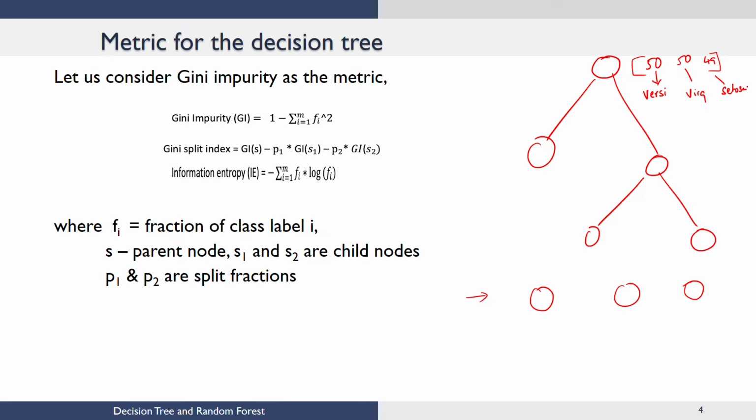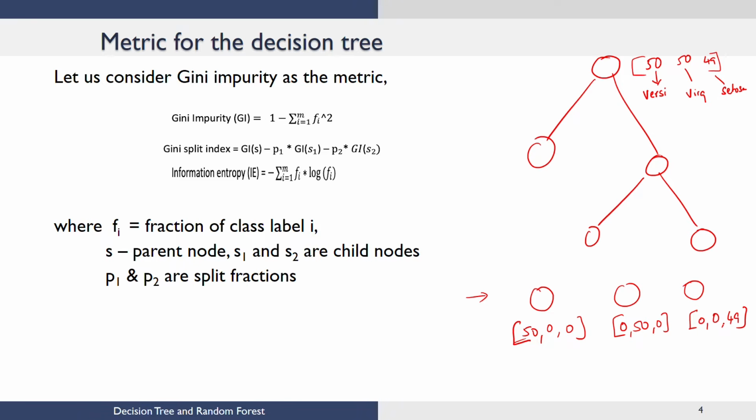Supposing I were to develop this tree, at the end of it let us say I get 3 nodes, and this node has data of all versicolor and virginica is 0, this is 0. And this node has all data corresponding to 0 versicolor, 50 virginica, 0 setosa, and this has data corresponding to 0, 0, 49.